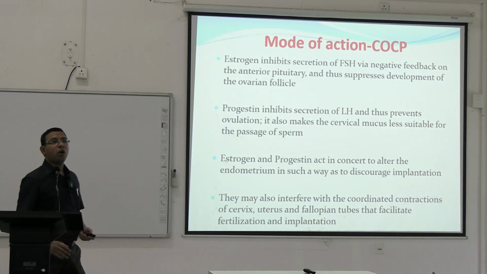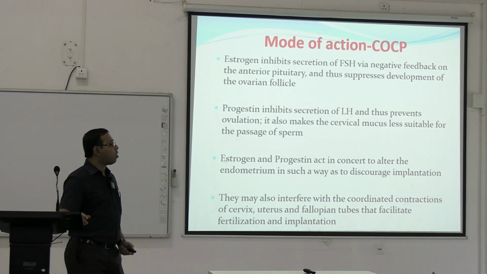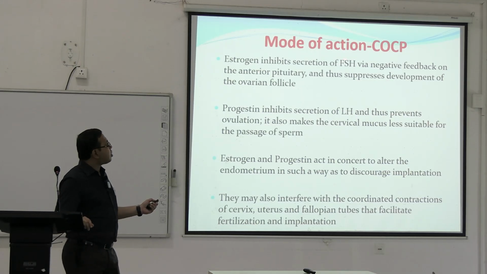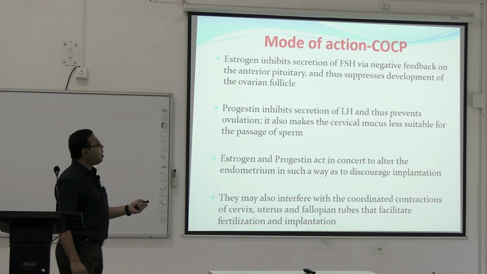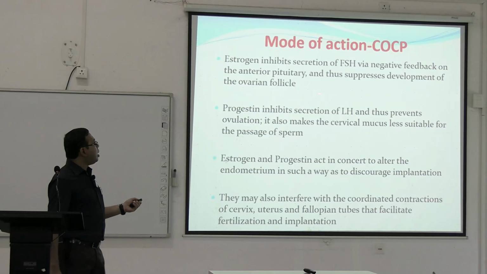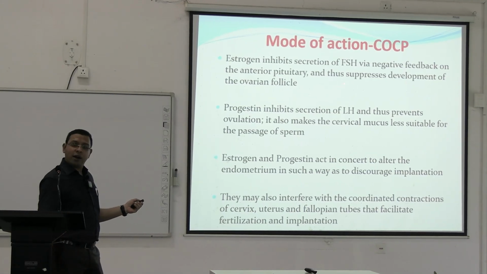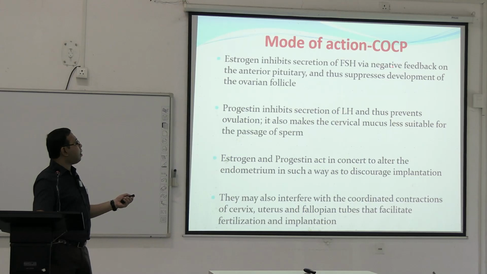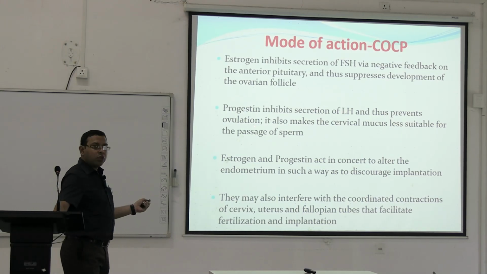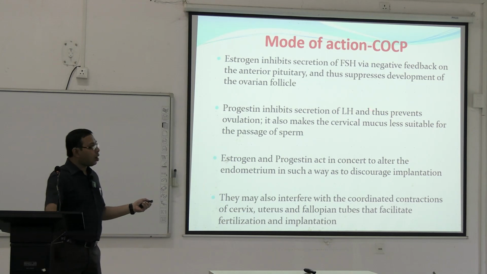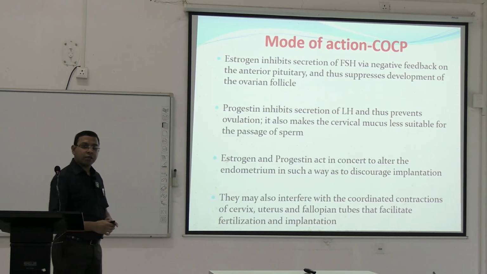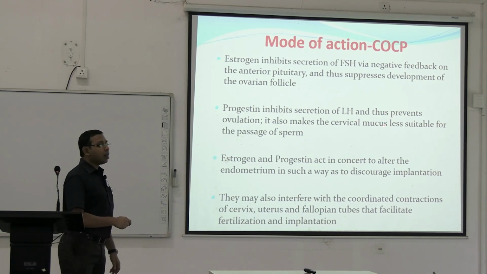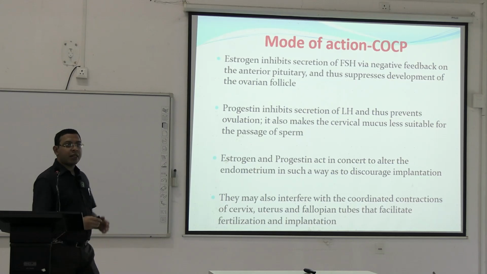Mode of action: how do combined oral contraceptive pills cause contraception? Estrogen inhibits the secretion of FSH via negative feedback on the anterior pituitary and thus suppresses development of the ovarian follicle. Progesterone, on the other hand, inhibits secretion of LH and thus prevents ovulation. It also makes the cervical mucus less suitable for the passage of the sperm.